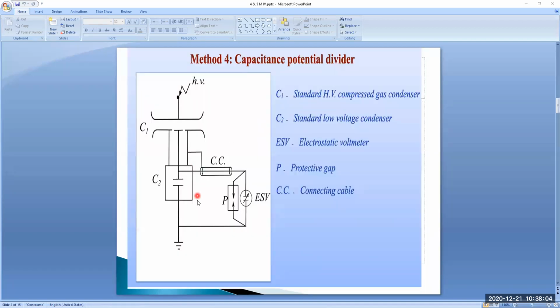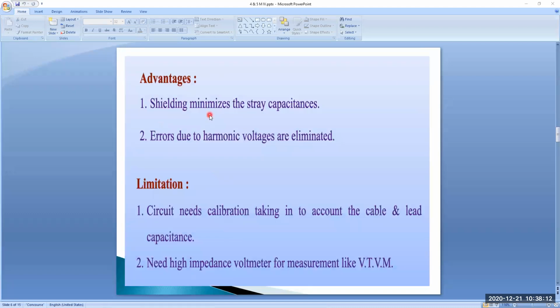This is called shielding, and this is connected to the capacitor. So shielding minimizes the stray capacitance. Stray is nothing but external capacitance effects. Okay, error due to harmonic voltages are eliminated.